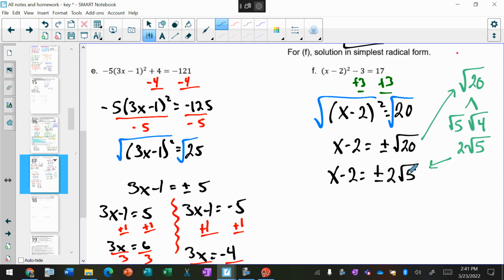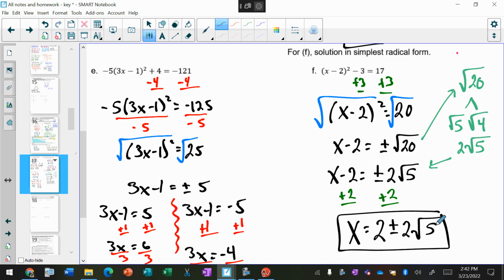Now, of course, we're trying to solve this equation for x, so I have to get x alone, so I still have to add the 2 across the equal sign. But this 2 does not have a radical 5 with it, so that goes first. And then I have my plus or minus 2 radical 5. Again, these are roots that we would not be able to factor. These are roots that come from a graph where they're not whole number x-intercepts. So there is no way other than the square root method that we know of right now to do this.